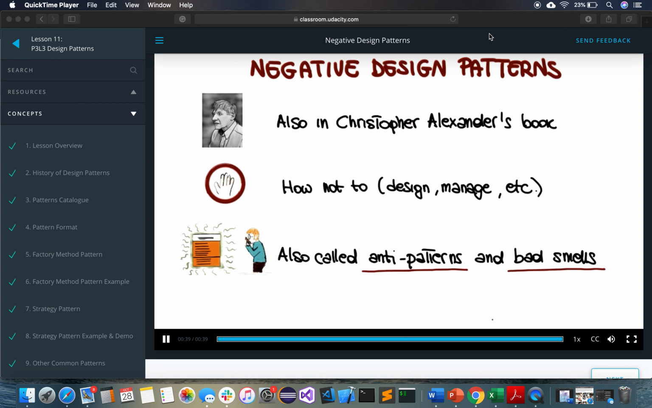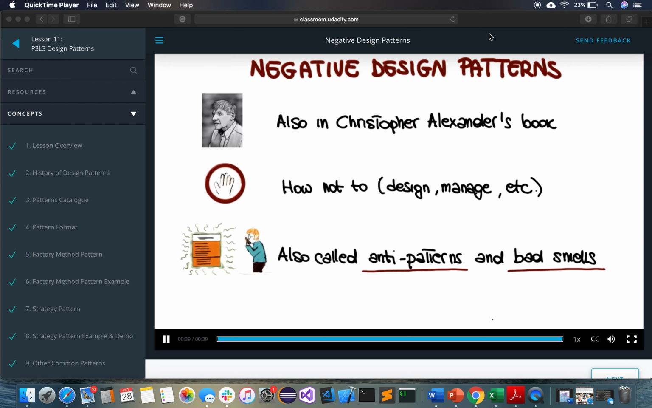Some of the ones they talked about were fundamental patterns, which were the basic patterns, creational patterns, which support object creation, structural, which help compose objects, behavioral patterns, which deal with interactions of objects, and concurrency patterns. Two of the most important ones, I think the most popular ones, are factory method pattern and strategy pattern.